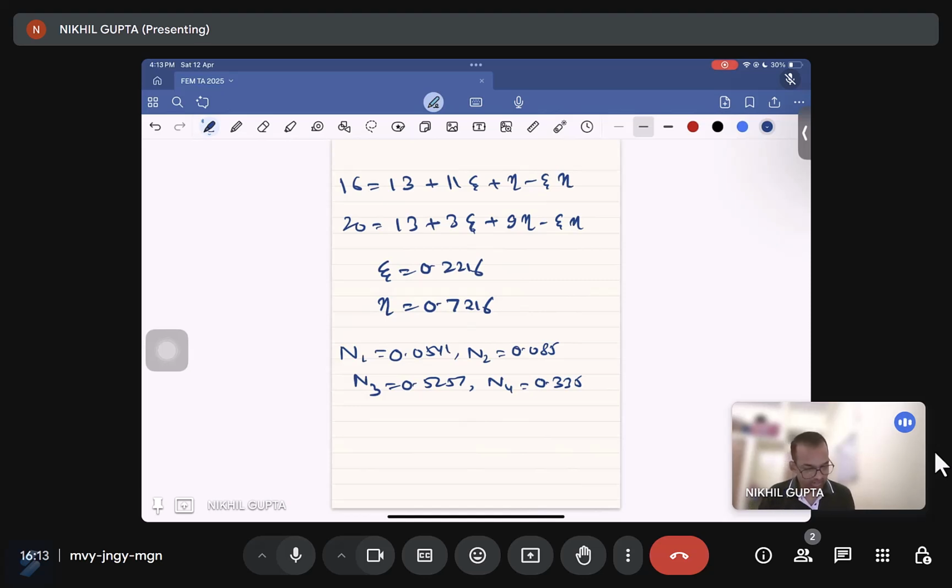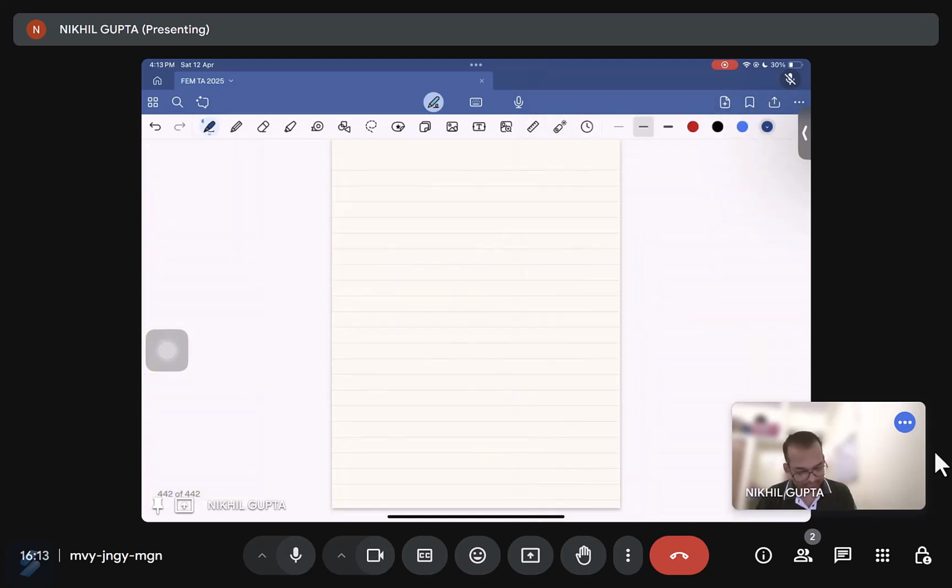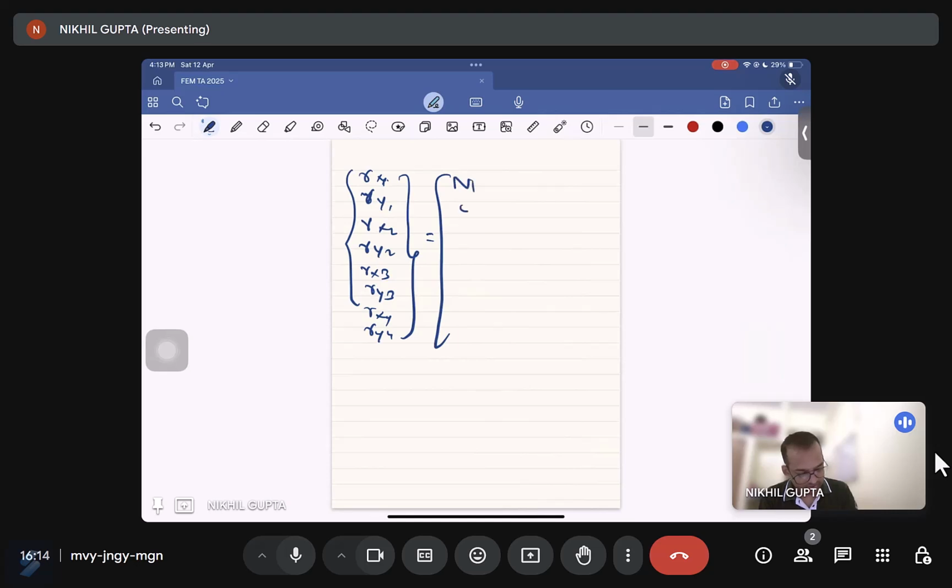So the final load vector will be Rx1, Ry1, Rx2, Ry2, Rx3, Ry3, Rx4, Ry4. Then it will be N1 0, N2 0, N3 0, N4 0, 0 N1, 0 N2, 0 N3, 0 N4. Then it's 10 and 16, which is acted externally.